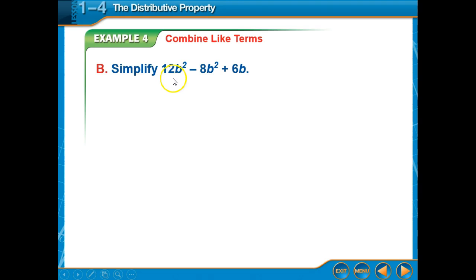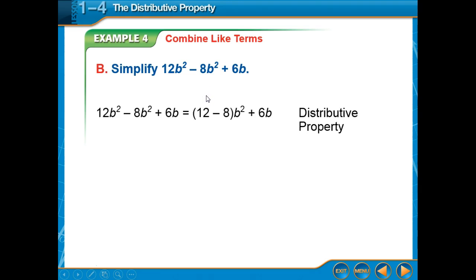To simplify this expression, you have 12b squared minus 8b squared plus 6b. There are 2 like terms here and 1 unlike term here. The like terms are the b squareds. B squareds are alike. The b is not like the b squareds because it doesn't have the same exponent. Therefore, for the b squareds, I can have 12 minus 8b squared, but the 6b stays all by its lonesome, for a simplified answer of 4b squared plus 6b.